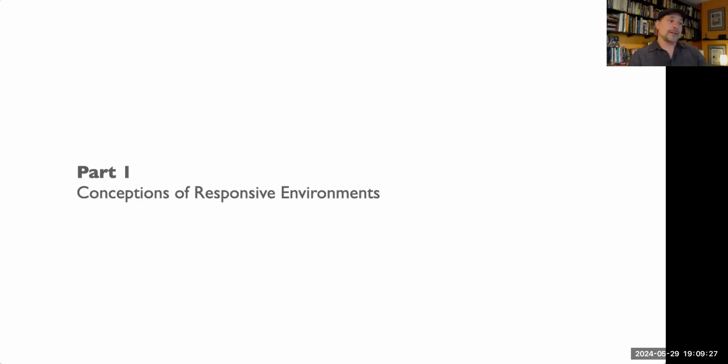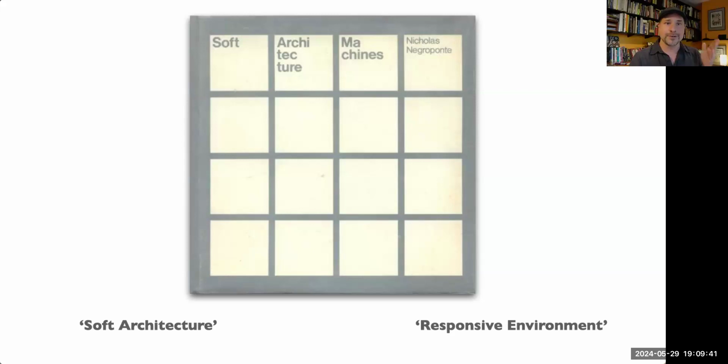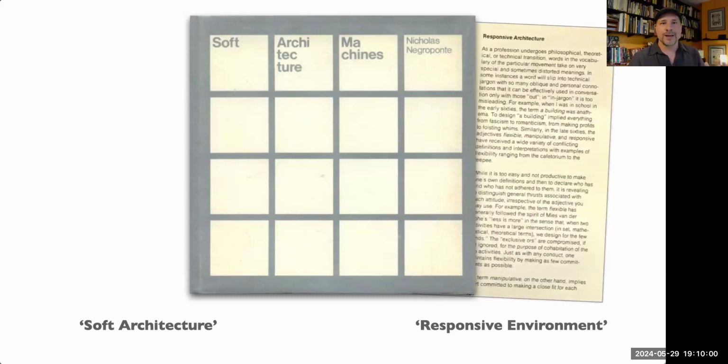So let's get going. In thinking about conceptions of responsive environments, when many people, especially in the Kai community and in academia, talk about what it is to make or be a responsive environment, they often turn to this book, Soft Architecture Machines, by Nicholas Negroponte, published in 1975 and finished in 1973, but we'll get to that. The idea of responsive environment and a soft architecture, or a softer way of thinking about architecture, has really been popularized by this book.